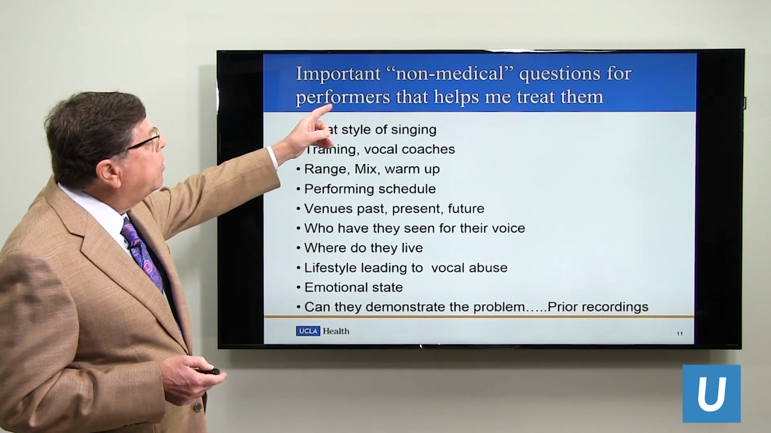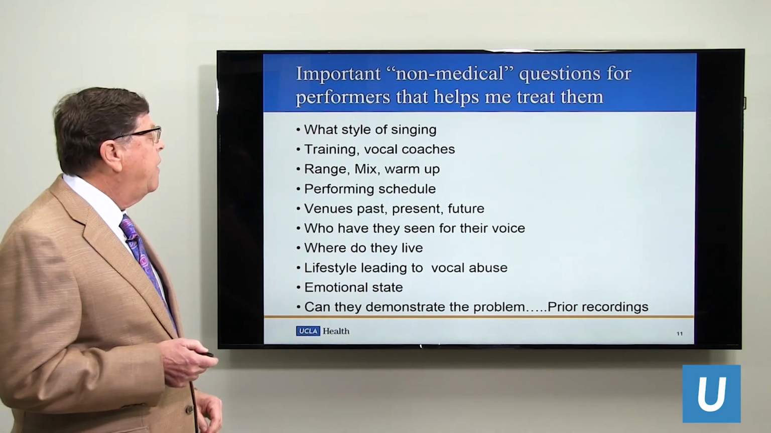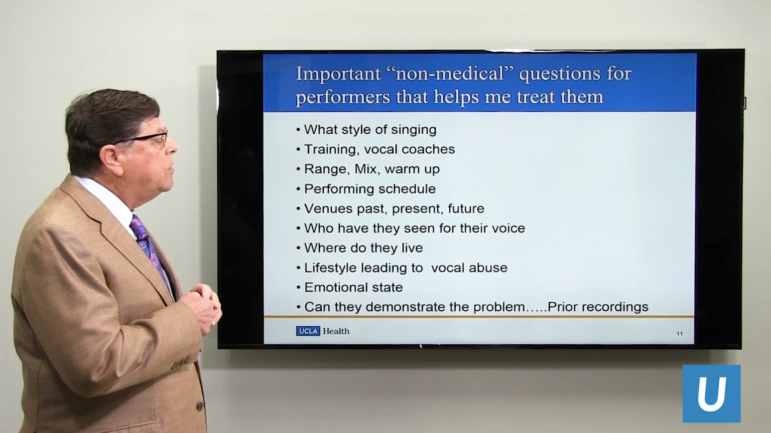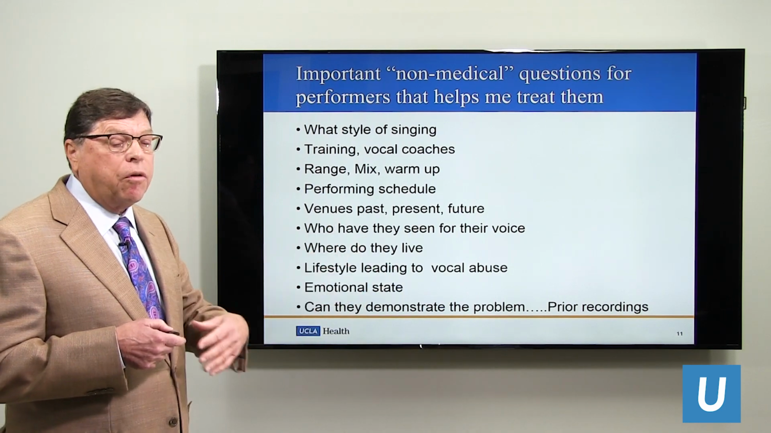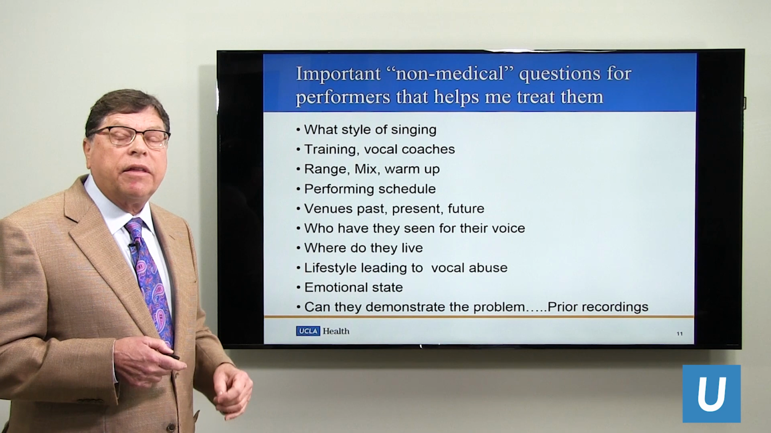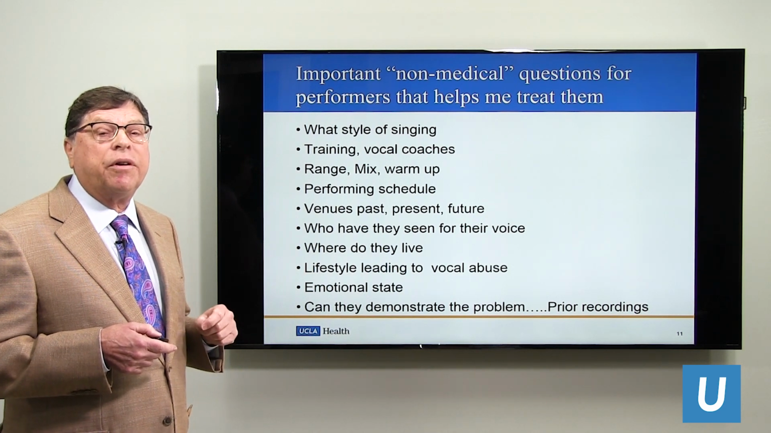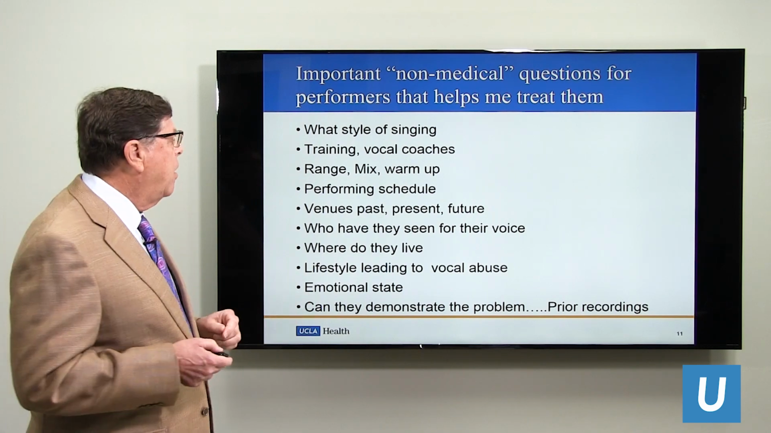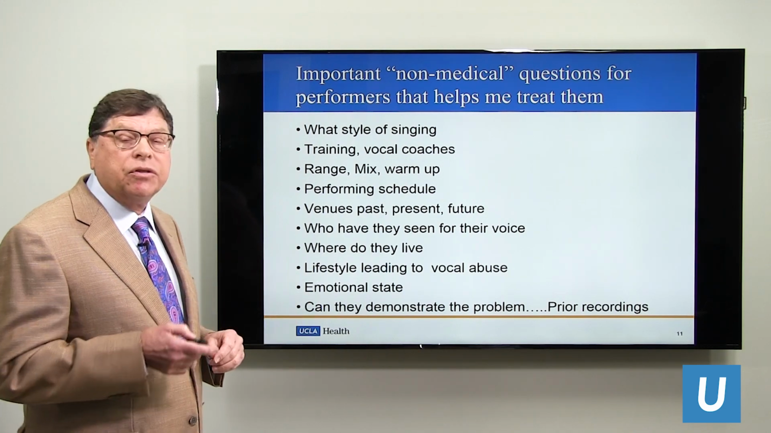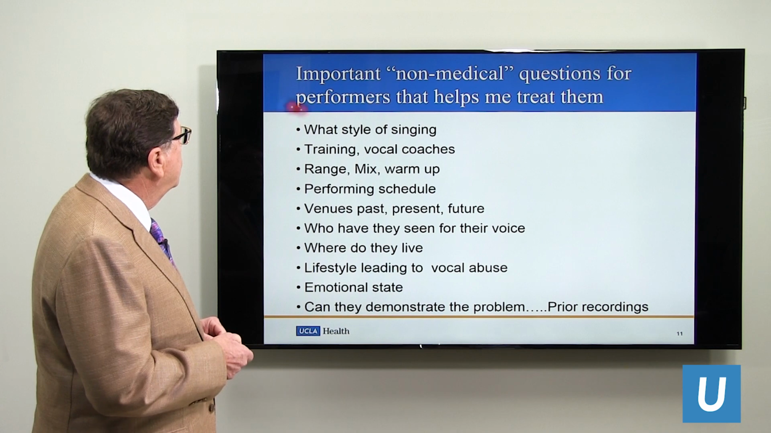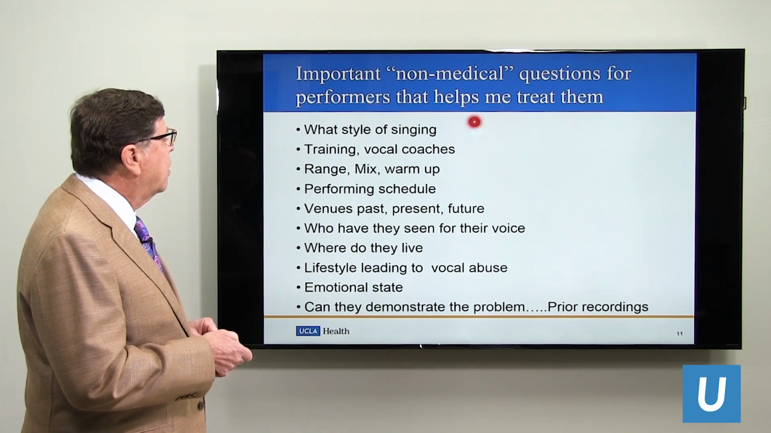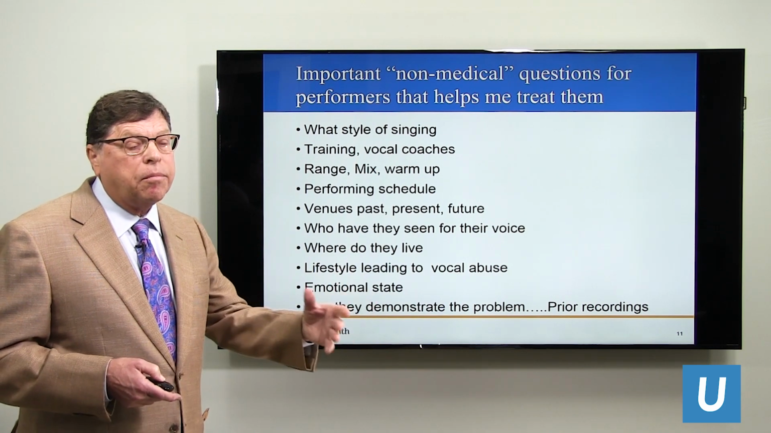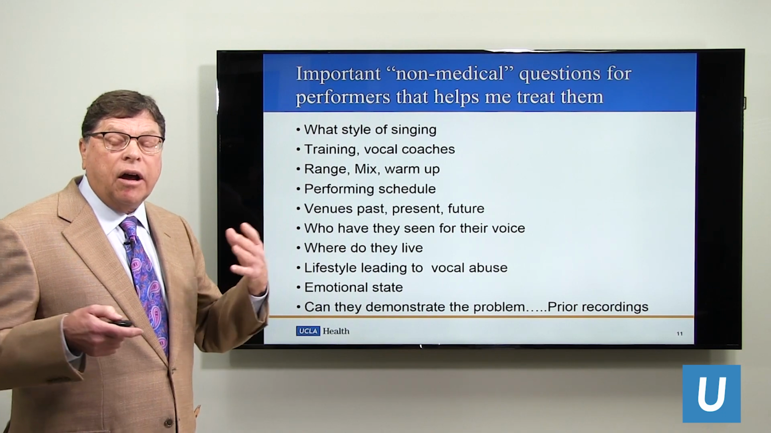So there are some important non-medical questions that we use to discuss with a performer or a professional voice user that really help us decide whether or not I can help them and how to classify what's really going on with them. And I want to mention some of those right now. So what's the style of singing?